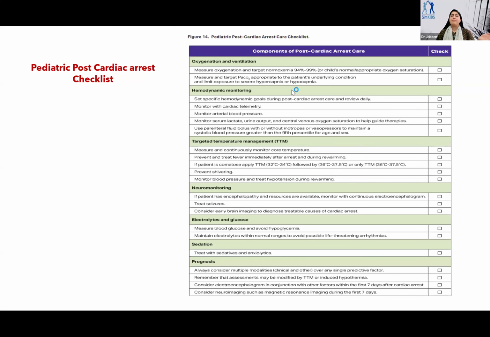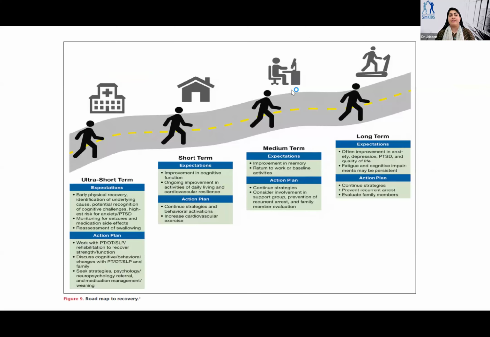Remember, we discussed at the very beginning that the chain of survival has now included recovery. So recovery is a huge part of the PALS update, and they have talked about an ultra short term, medium term, and long term recovery roadmap in the PALS guideline, and that is an important aspect that we should not ignore. And I agree, this is kind of beyond the scope of emergency medicine or PICU, and it's more in the follow-up.